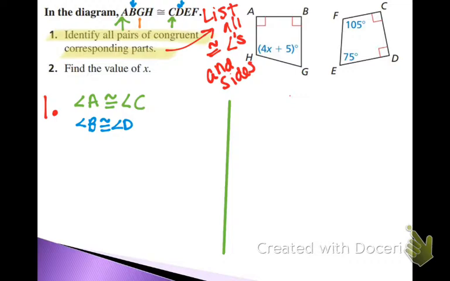What will G be congruent with? E. So angle G, angle E. And then last, what will H be congruent with? F. All right, so those are all the congruent angles, because how many angles are there in each picture? 4. So we listed 4 congruent statements. Now we do the same thing with sides.